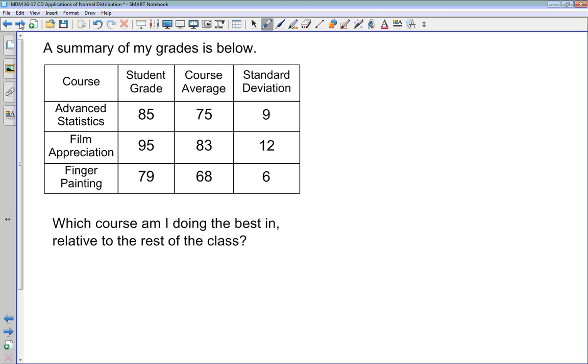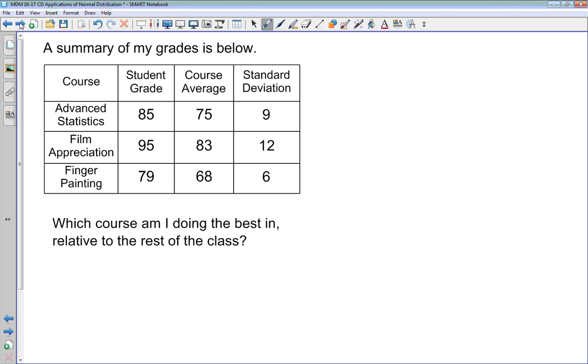Now, if I just said, what course am I doing best in, you would say, film appreciation. You're knocking that out of the park. You got a 95 there. What course am I doing worst in? Clearly, finger painting. I really need to up my game there because that's my lowest mark. But I don't want just which class I have the best mark in. I want which one I'm doing best relative to the rest of the class. So I have to compare my mark to the course average.